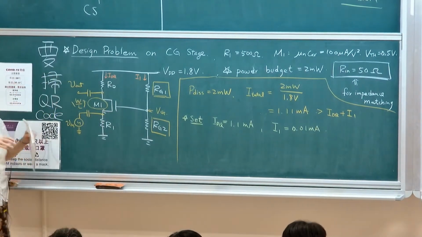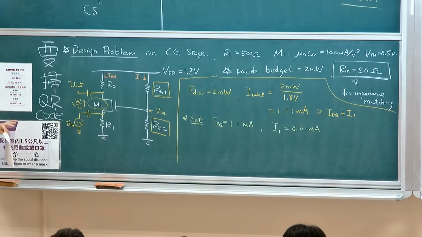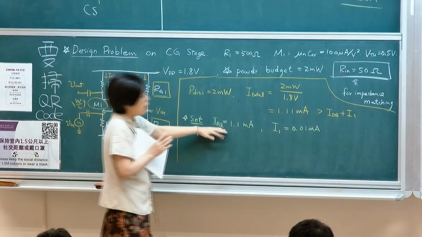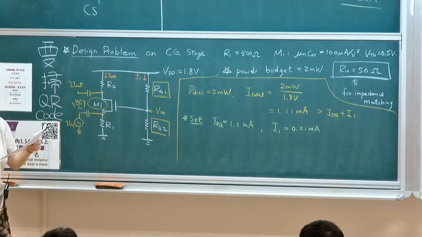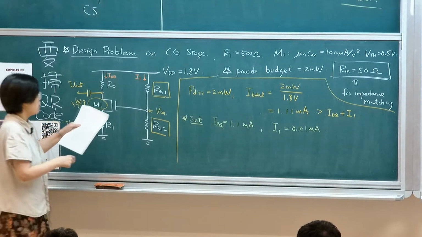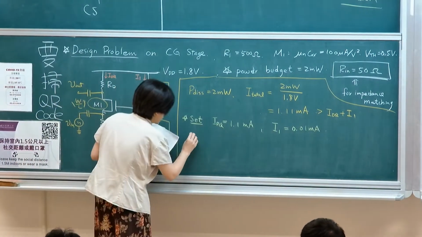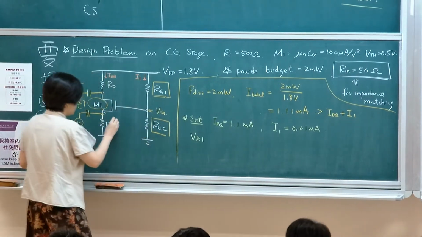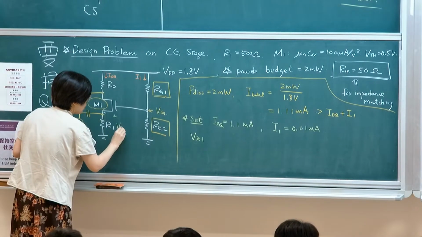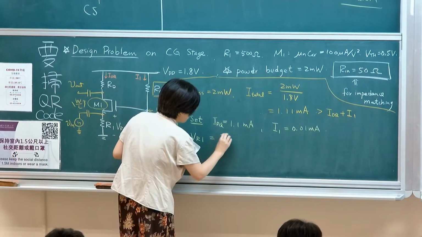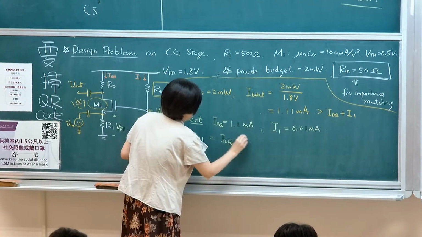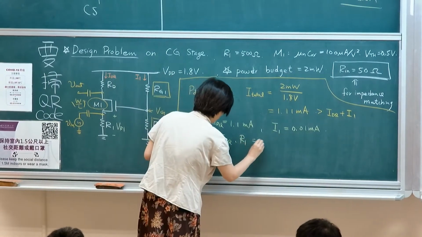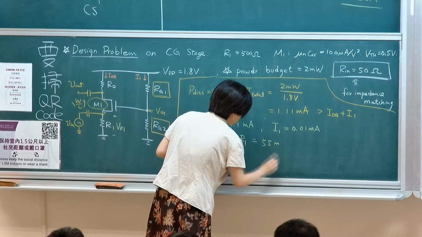Depending on your design, your boundary determines how you get this resistance. There might be some trade-offs, but this is just one of the settings that allow us to go further in the design. And because this is the case, I know the voltage at this particular biasing point, VR1. Therefore, VR1 will be IDQ times my resistor R1, which is 500 ohm. Therefore, it gives me 550 millivolt.